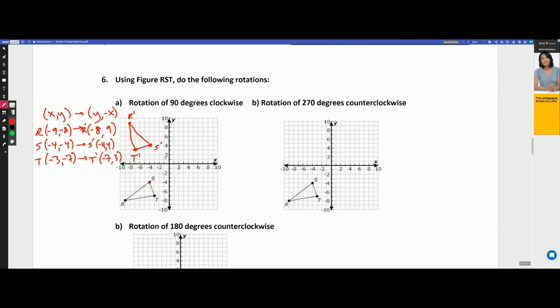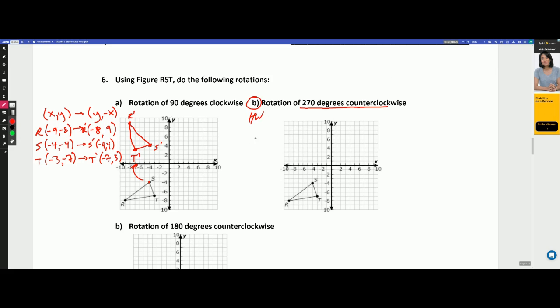All right, so that was a rotation of 90 degrees, and that was clockwise. We went that way, like a clock. All right, rotation 270 degrees, counterclockwise. I'll tell you what, get your practice in, try it out. All right, that's homework.